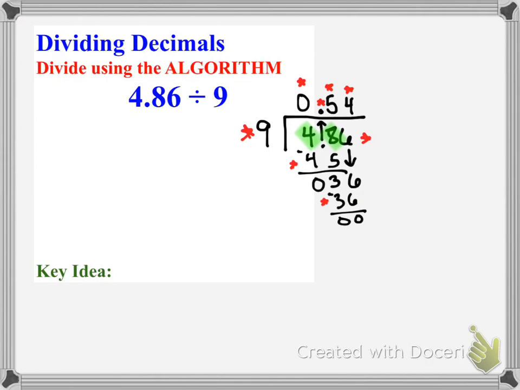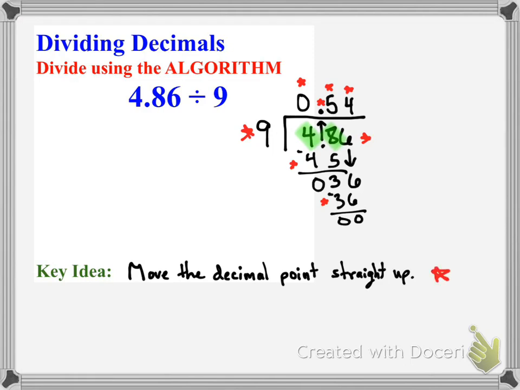So now you have a remainder of 0. And then the next thing is the key idea. The key idea, we talked about it in class as well yesterday, and that was move the decimal point straight up. If you have that key idea on your paper right now, without me having to tell you, then give yourself a red star for that. That's a total of 9 stars in this problem. Make sure 4, 3, 7, 8, 9. Yep. And we'll move on to the last problem.